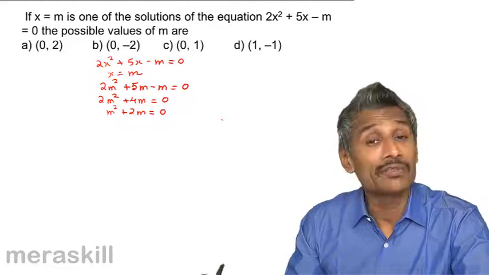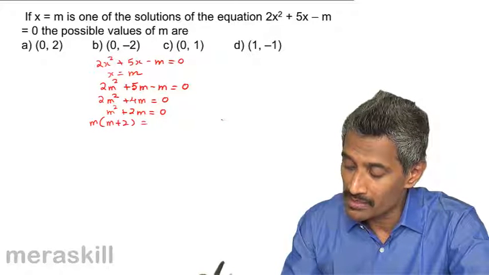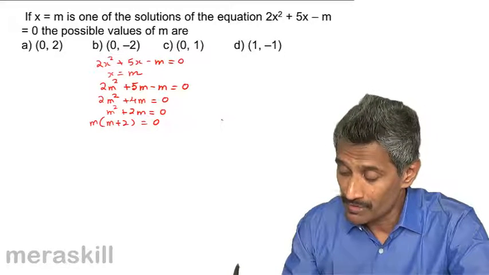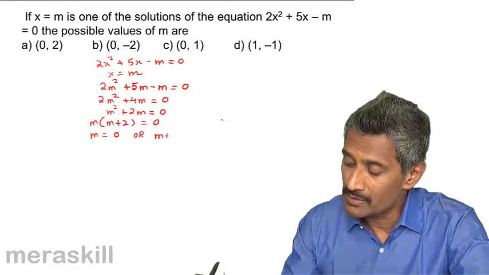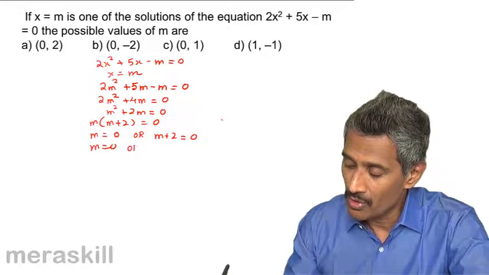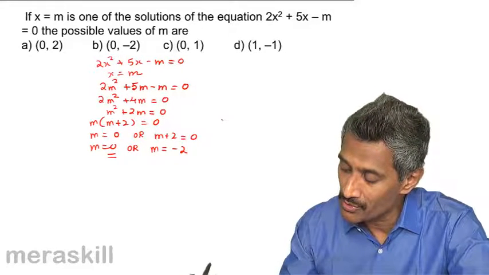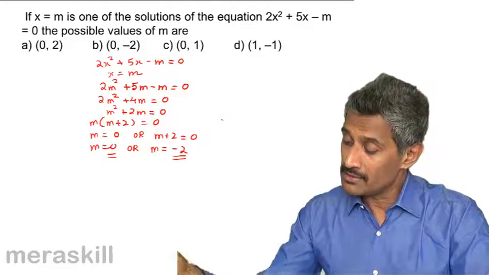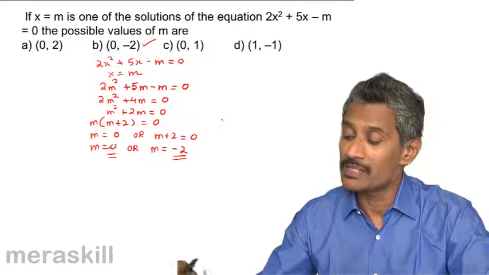Now, here we need to factorize. So, we take m common and you get m into m plus 2 is 0, which means that, again, the product of two numbers is 0. So, either the first number is 0 or the second term is 0, which means that m is 0 or m equal to minus 2. So, we have 0 or minus 2. So, among these, this is the one that fits, because you're saying that m is one of the solutions.